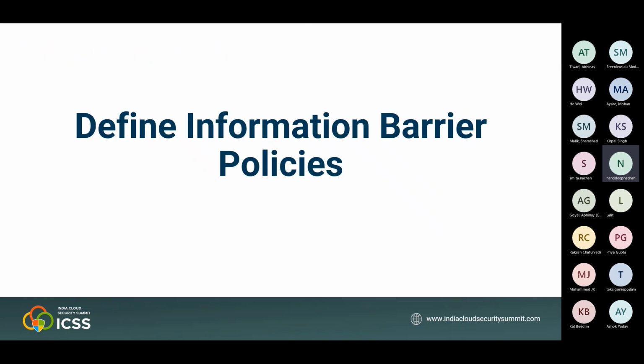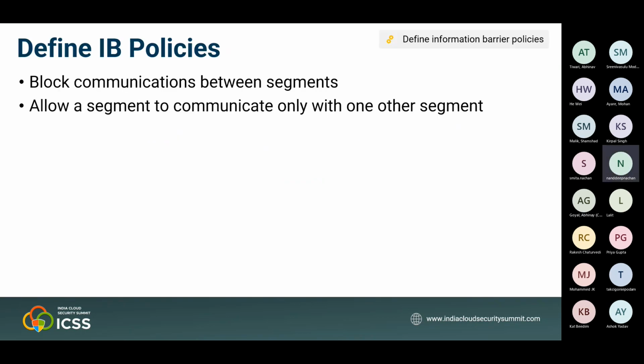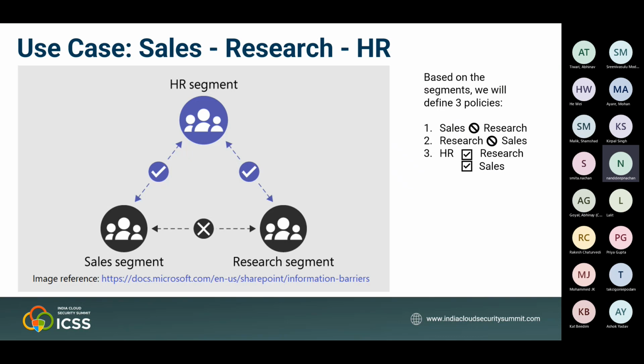Once we do that, we need to define the information barrier policies for those segments. So first we need to block communication between segments, and then allow a segment to communicate only with the other segment. So we can start by creating the information barrier policies. We can define three information barrier policies to restrict the communication from sales to research, and the reverse way, research to sales, and allow the communication from HR to research and HR to sales.